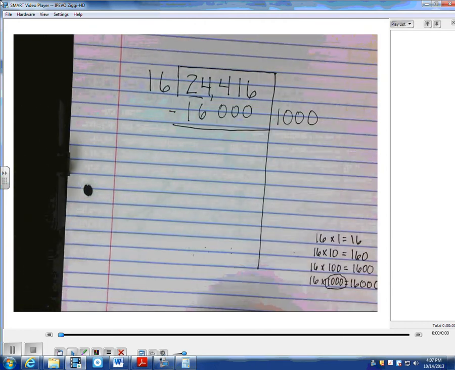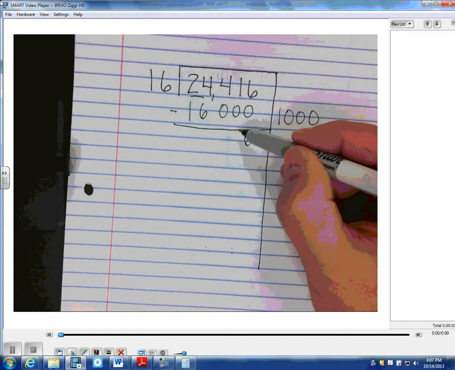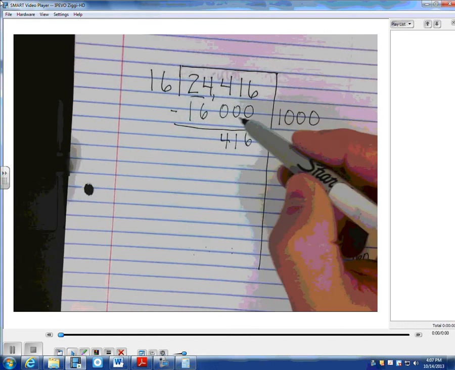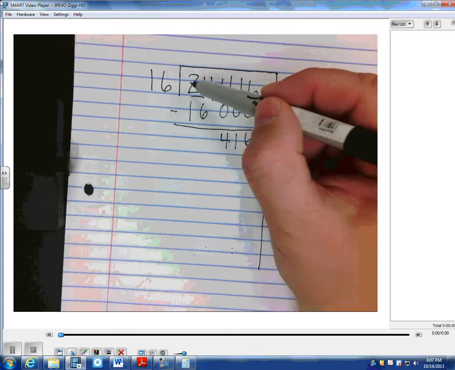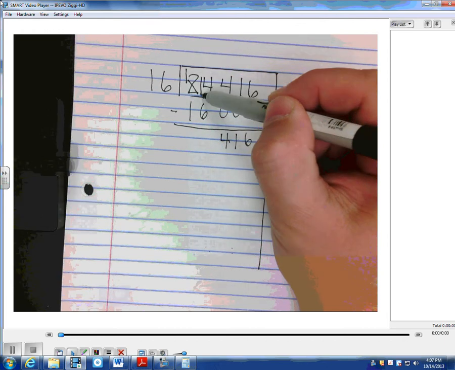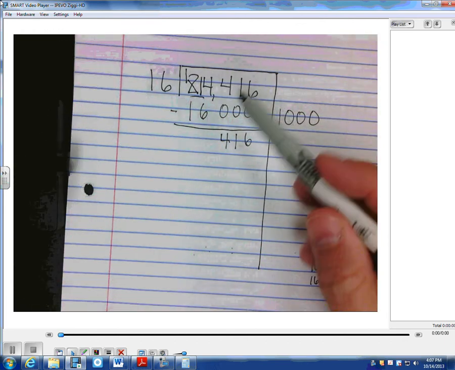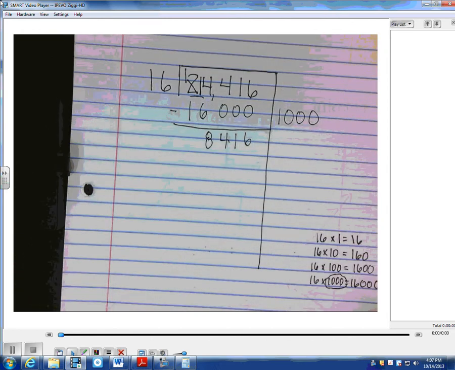And subtract. I know 6 minus 0 is 6. 1, 4. I can't subtract 6 from 4. So I'm going to cross that off. I'm going to borrow. That will become a 1. And this will become 14. So 14 minus 6 is 8. Okay, so I got you started with this problem. Now the next step, you're going to continue with it.